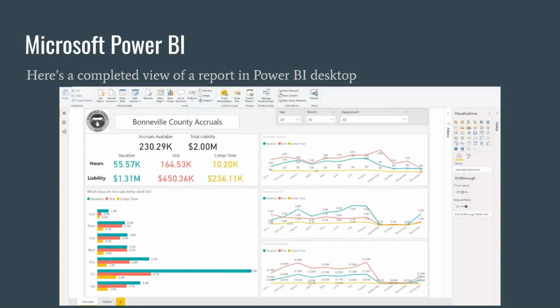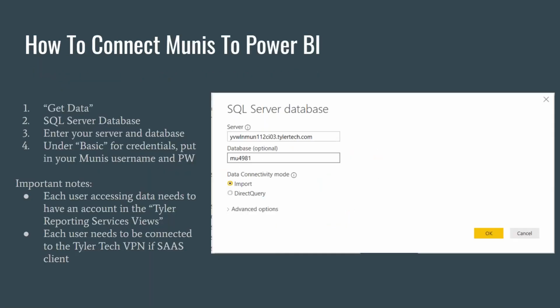So along the top, you have your option to get data in the top left-hand corner. And once you've selected that, you have various options for your data sources. And one of those options is your SQL Server database. And once you get into there, it asks for your server and your database. And you have the option of importing your data or direct querying your data.